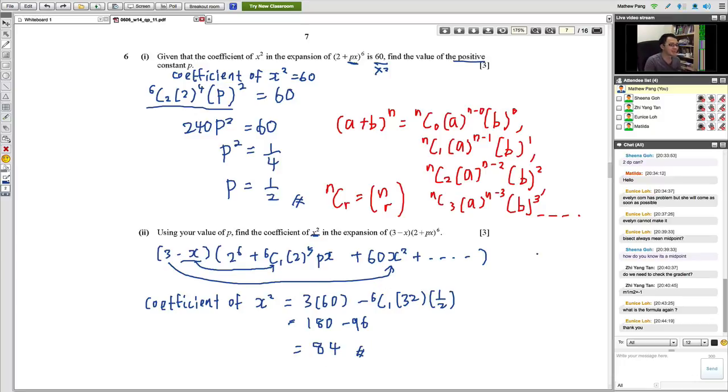Yep, just like this. Let me just double check the answer, is it correct? Yeah, the answer is correct. It's 84. So far so good. Anything you want to ask? If no, I'm going to move on to 7, because binomial should be very easy for you.